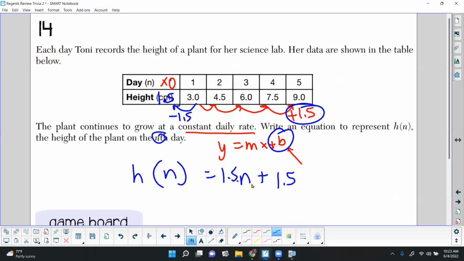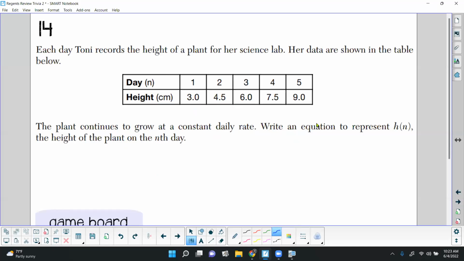All right. And all it asks you to do here is to write the equation. So that's all that you needed to do. They were looking to make sure kids started like this, h of n. All right. Thank you very much.